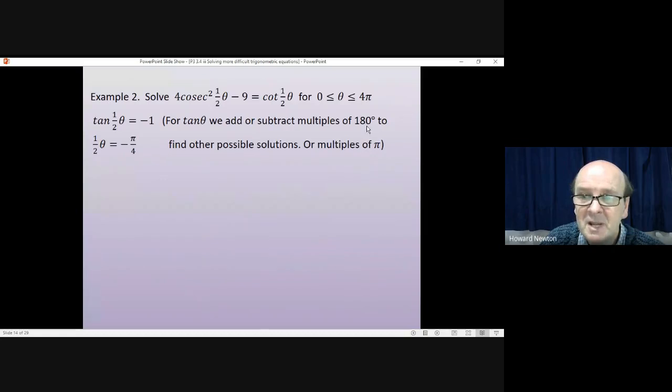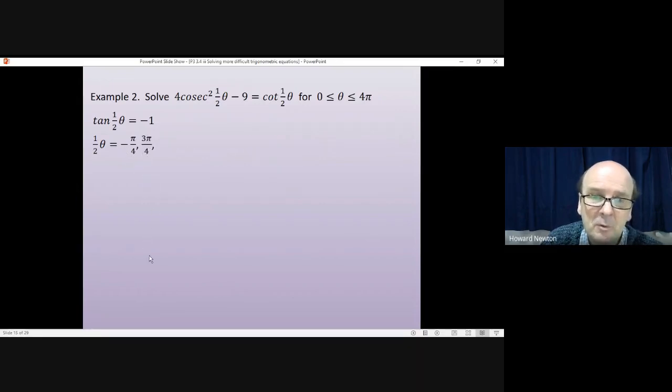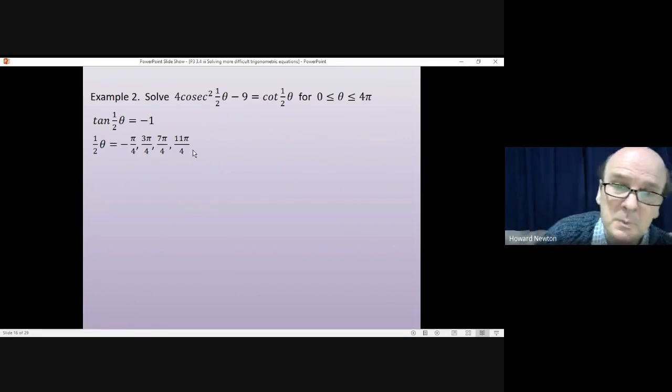You need to know that 180 degrees is pi radians. So if we're working in radians, we need to add or subtract multiples of pi radians. So the next solution will be minus pi by 4 plus pi, which gives us 3 pi by 4. Next solution, add on another pi. That'll give us 7 pi by 4, and 11 pi by 4, and so on and so on. You never quite know where you need to stop with these things.